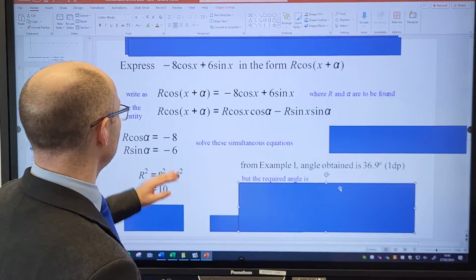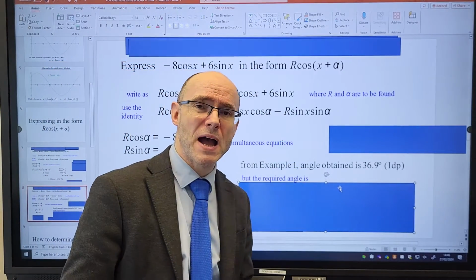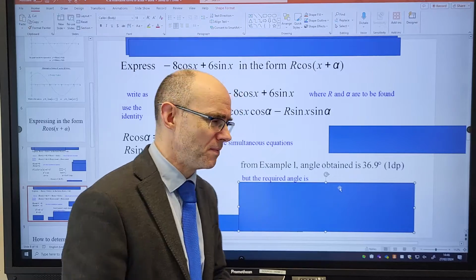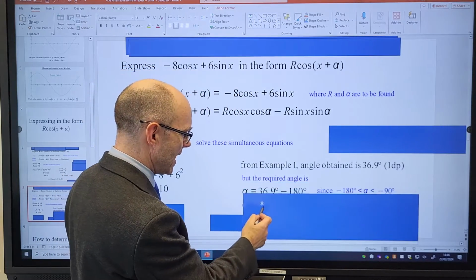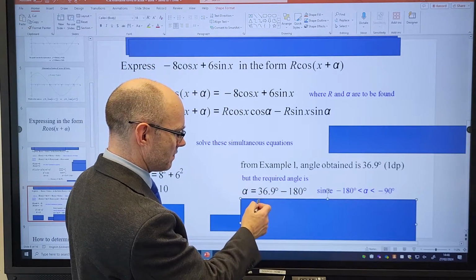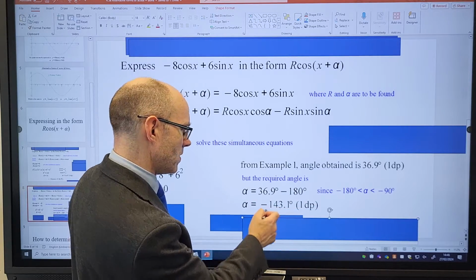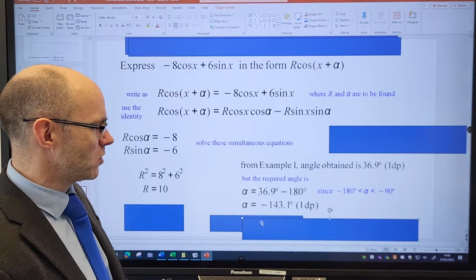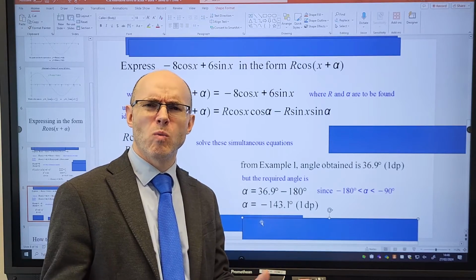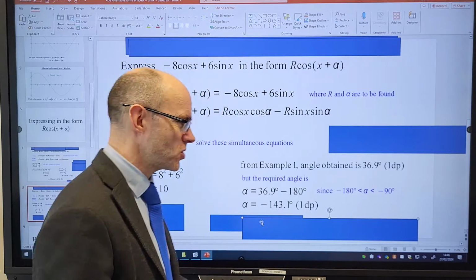How can you have a different expression but have exactly the same result as before? You can't. Actually, the required angle is going to be negative 143.1 degrees. You've got to subtract 180 degrees. Why is that? Well, I'm going to show you why that is.